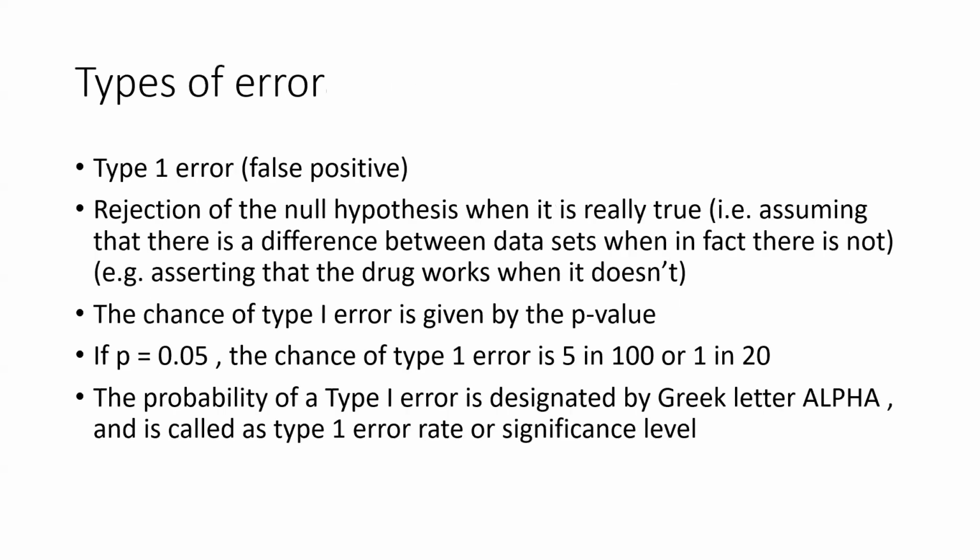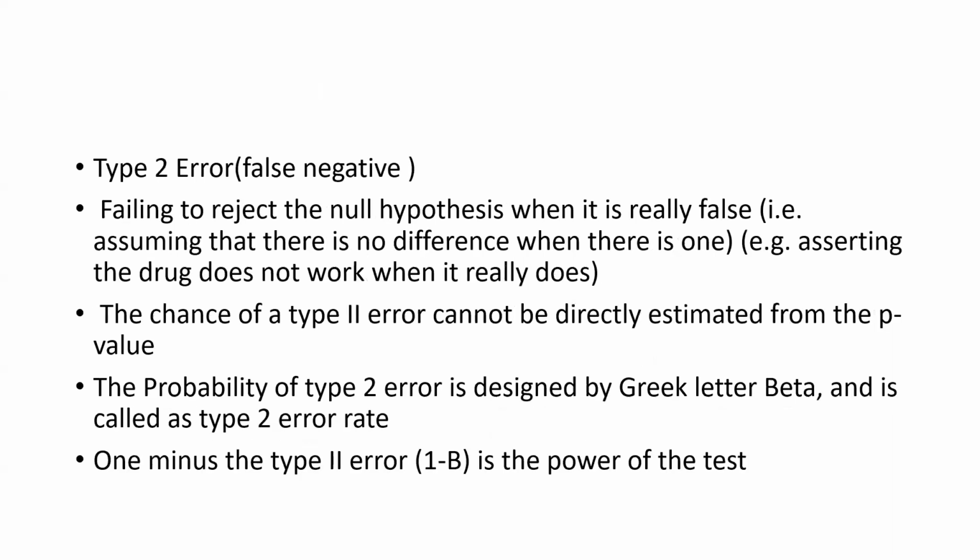Now the types of error. Type 1 error is rejecting the null hypothesis when it is really true, that is, assuming that there is a difference between the data sets when in fact there is not. So the chance of type 1 error is given by the p-value. If the p-value is 0.05, the chance of type 1 error is 5 in 100, that is 1 in 20. The probability of type 1 error is denoted by the Greek letter alpha, which is called the type 1 error rate or significance level.